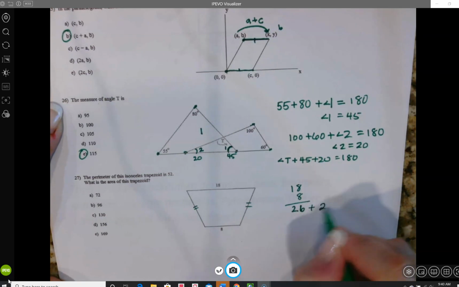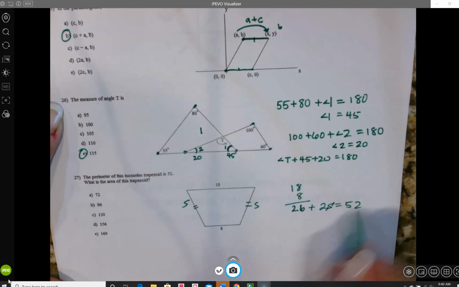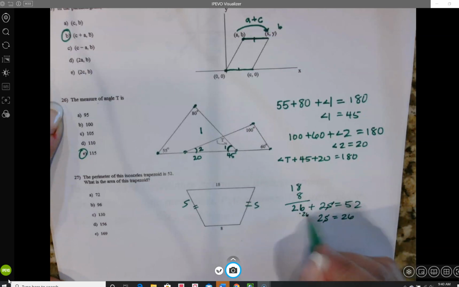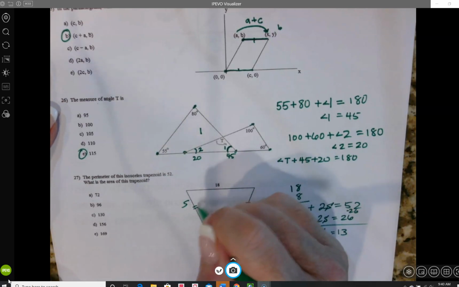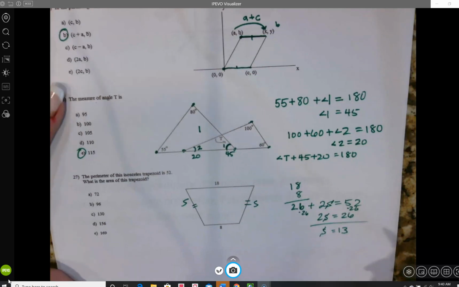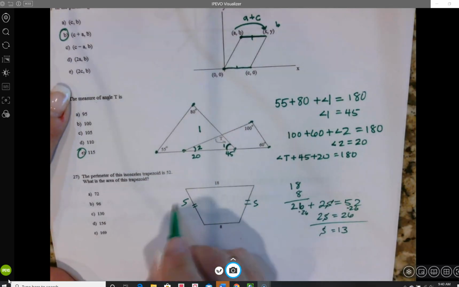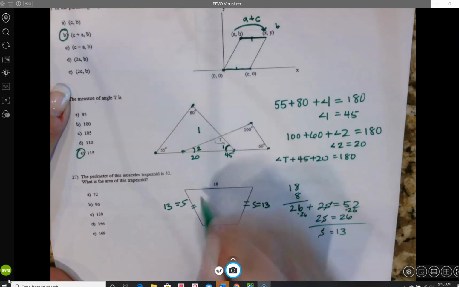So 26 plus 2 times whatever this side is, is 52. So subtract out the 26. 2 sides is 26. So I divide by 2, and I get each side is 13. Now, that is not what they asked me, and forgive me. So I found my side length. Each one of these is 13. I did need to know that to solve it.